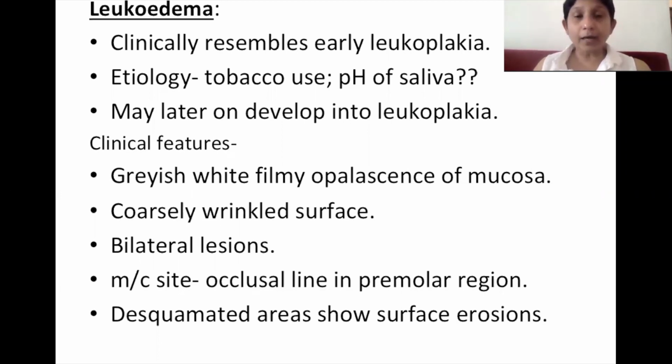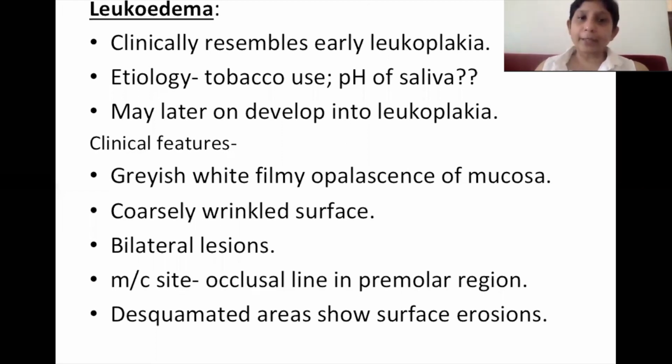But leukoedema is actually not a very clear white lesion. But then, yeah, you can see it. And sometimes if you stretch the mucosa, you might not see it. So etiology can be tobacco, or it can be other reasons like the pH of saliva. Acidic saliva can increase the amount of leukoedema. All right. Then it may later on develop into leukoplakia. That's why I use the word that leukoedema is a precursor to leukoplakia.